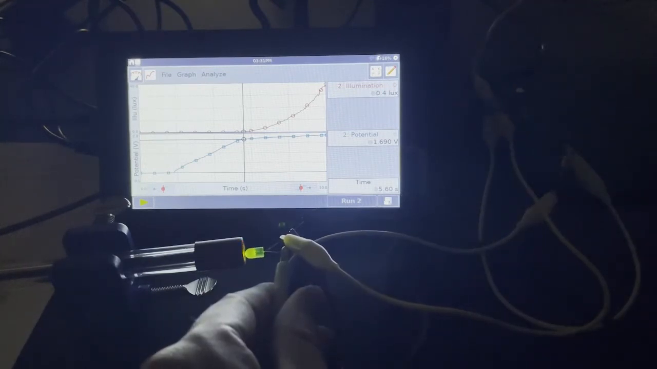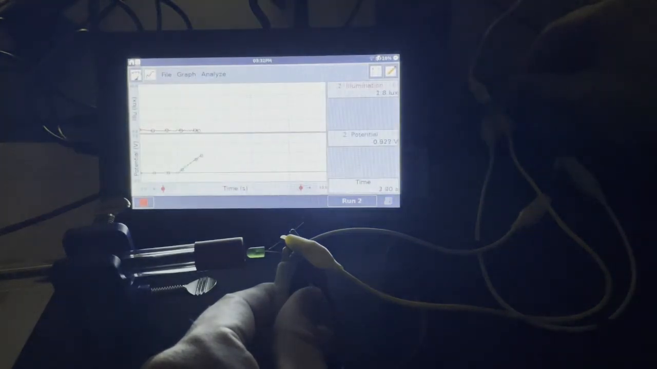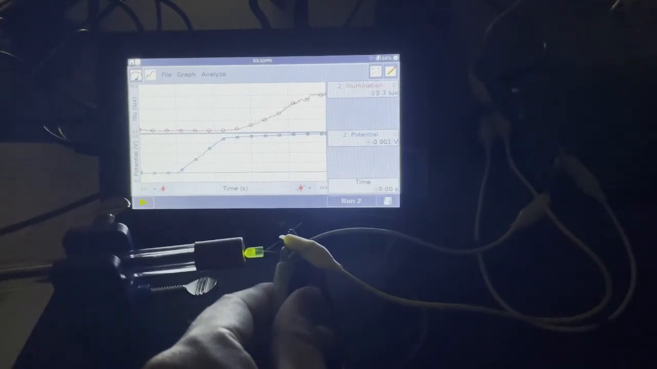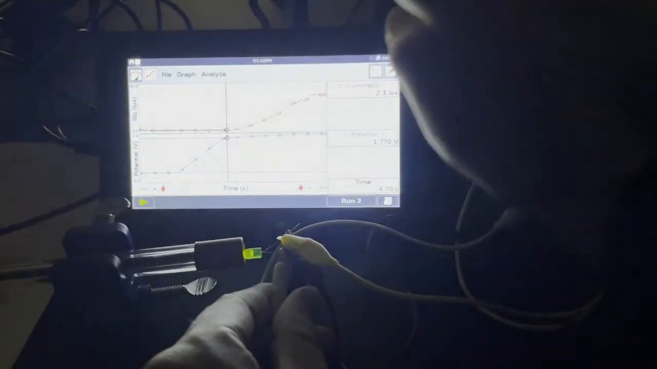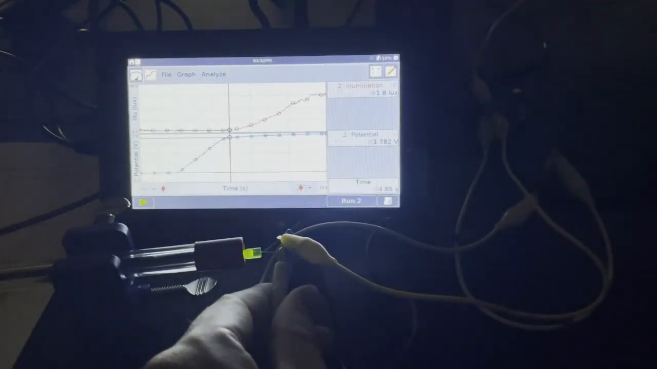All right, next is going to be green. Increasing voltage. Looks like right there. We get a voltage of 1.782 volts.